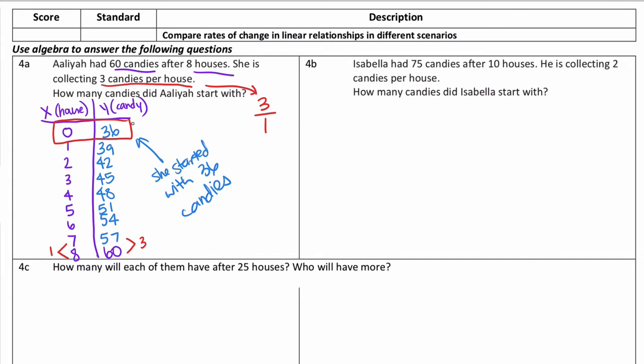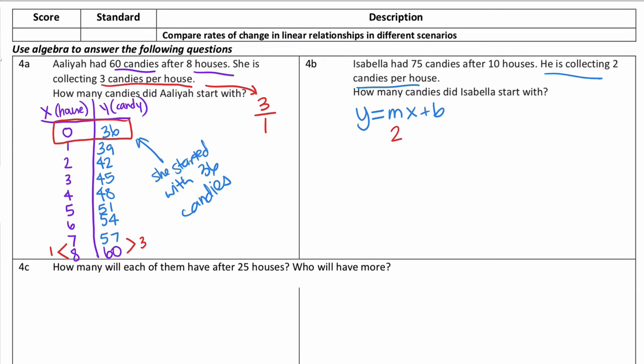Actually, you know what? I could show you that same method, but we already talked about that here. Let me show you the other method for figuring out Isabella's start. So we know this is a linear equation. It has some starting value and it's going up in the same amount every time. It has a constant rate of change. So I know my equation would look like this. Y equals mx plus b. Well, it said that he is collecting 2 candies per house. So my slope or rate of change would be 2 candies per house.